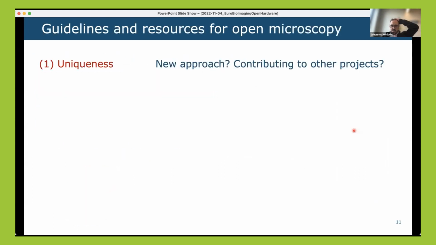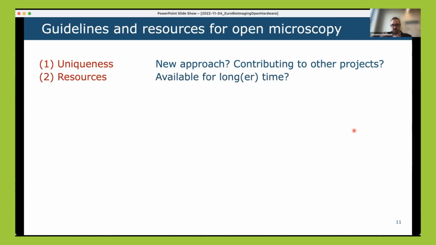Then in our publication, we came up with very rough guidelines, 7 guidelines, which I will just briefly mention here. Those are things you can think about if you develop, or think about developing, an open microscopy platform or a small aspect of it. So the first question is uniqueness. Are you inventing something new? Are you iterating on something? For example, would it make sense to contribute to a different project instead? Do you want to establish a new standard, or do you say, okay, maybe I want to contribute to something else?